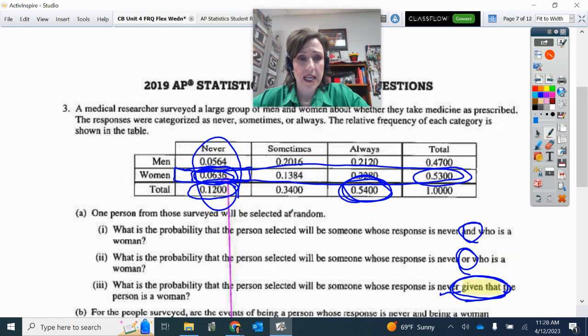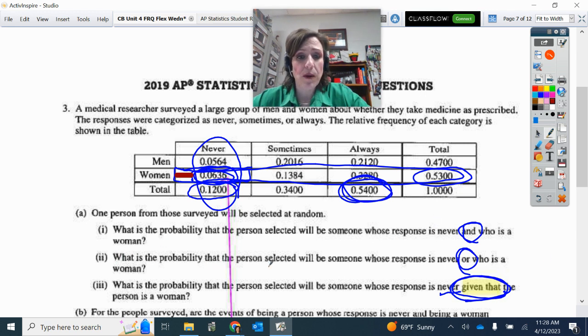So here we go. We had a table of values. The part A was just reading from the table and using those formulas. So A was about never and, of course, this was about never, sometimes, or always taking your medicine as prescribed. Okay, so the never and a woman. So that's just the intersection. So that's this area right here where we had this intersection of never and woman, 0.0636.